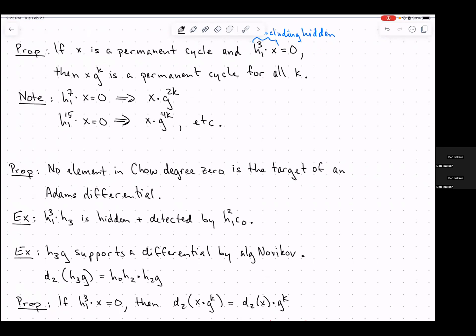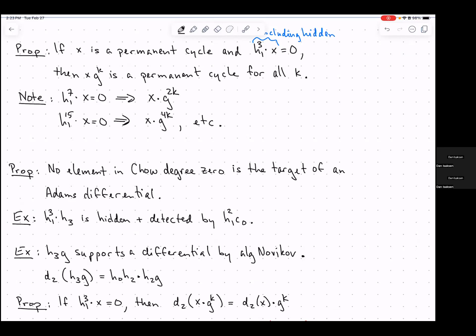I actually think d2 of h3 should be h0 h2 squared. Yeah, exactly, and in this sense it's related to that. Yep. Okay, so fine. Now you have an element that does support a differential.